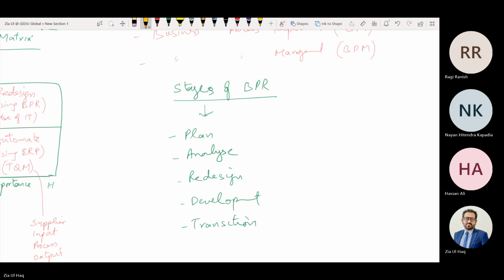Plan means identify the issues. We are going to change our processes. First, identify what are the issues in the current system, current processes, that we need to overcome. Because if you're not aware of the issues, ultimately you might have the same issues in the new system as well. So first, identify the issues. Analyze: look for different options to resolve those issues, and against each option, perform cost benefit analysis.